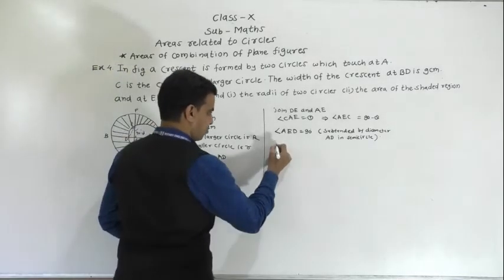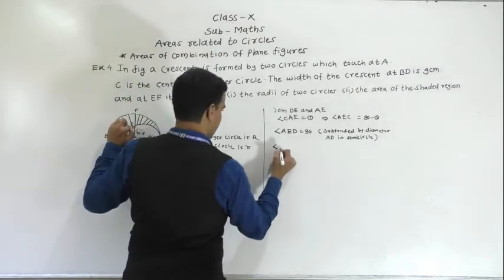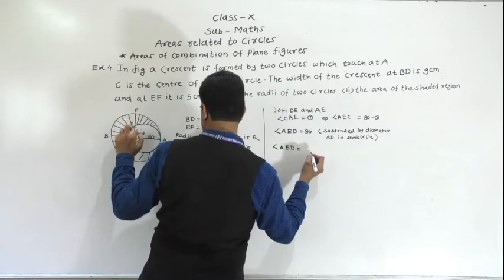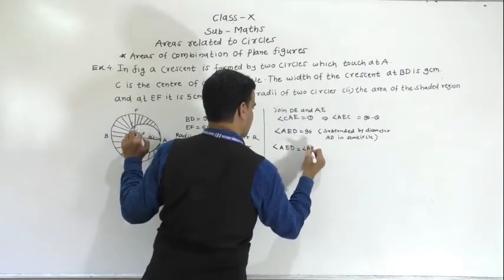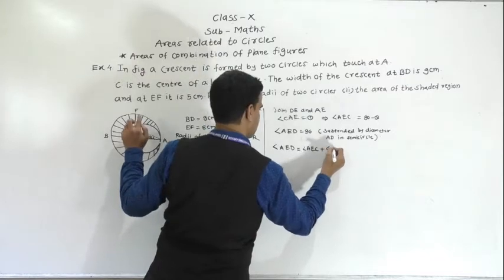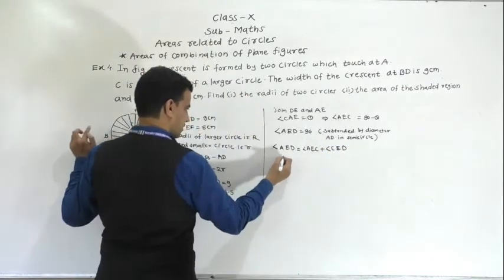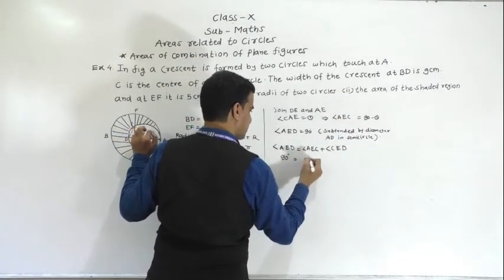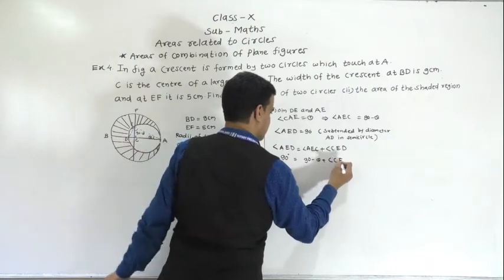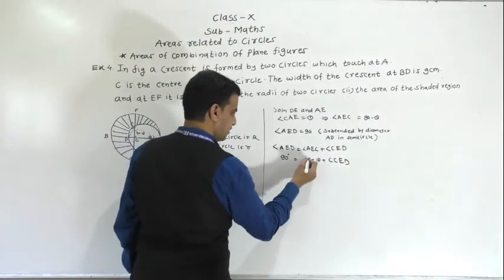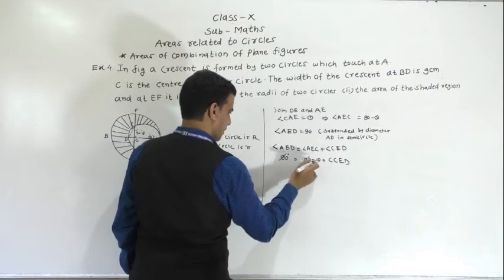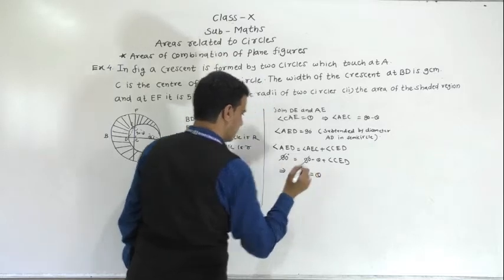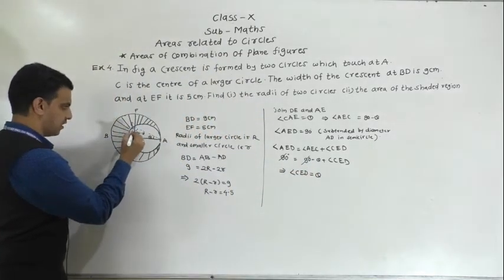Okay, so if we can write this way, angle AED is equal to angle AEC plus angle CED. This angle AED is 90 degrees, AEC is 90 minus theta, plus angle CED. So in angle CED, the 90 and this 90 will get cancelled, and minus theta shifts over. So angle CED is equal to theta. Okay, so this angle we will get theta.